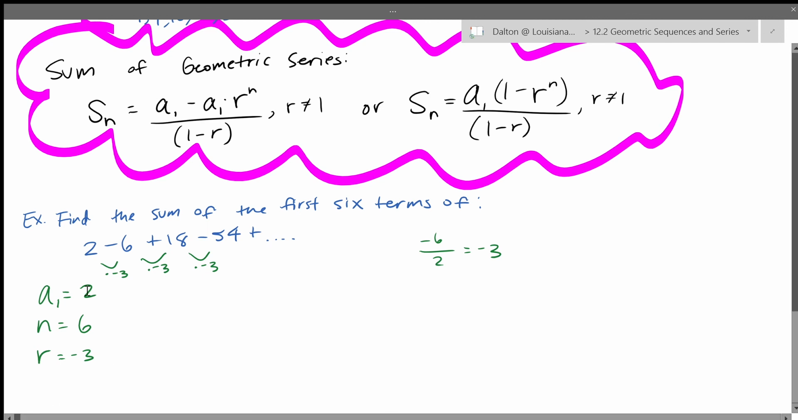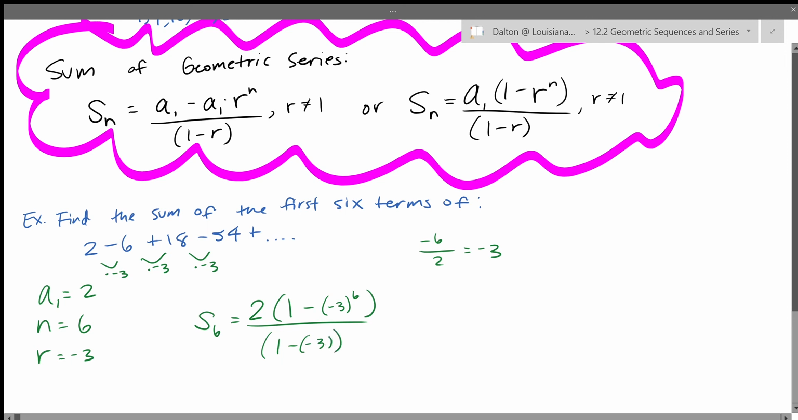So now I'm going to take these variables and substitute them into either one of my geometric series sum equations. I'm going to use the second one. S sub n, in this case n, I have 6 terms, is equal to a sub 1, the first term we already established is 2, open parentheses, 1 minus r, which is negative. Anytime your common ratio is negative, you've got to make sure to put it in parentheses. So 1 minus negative 3 to the n power, again n is 6, and then close parentheses, all divided by 1 minus r, so that'll be 1 minus negative 3.